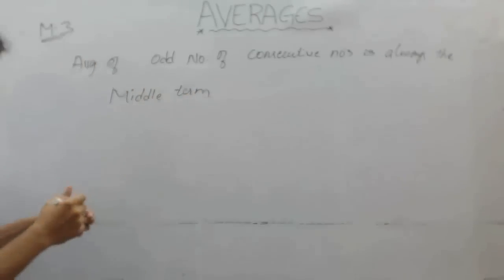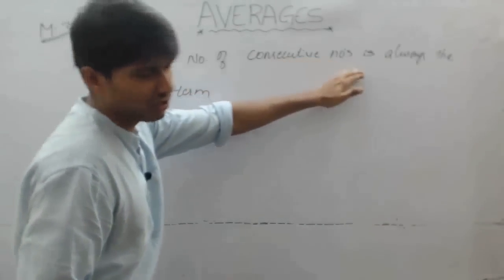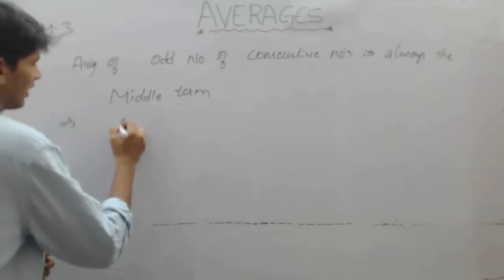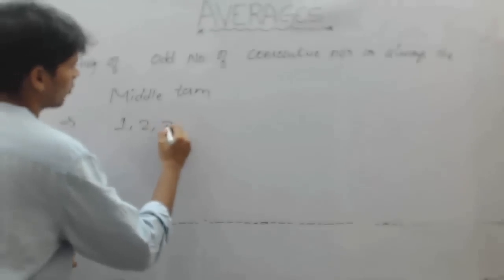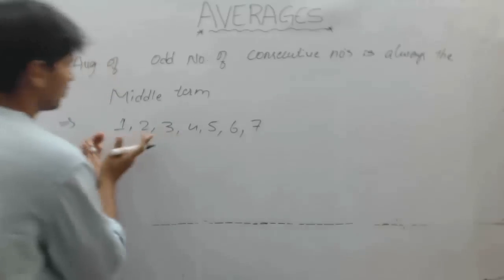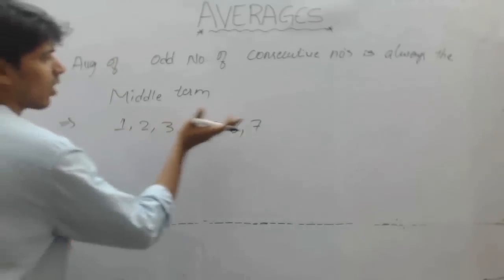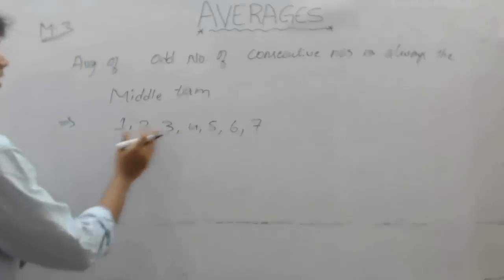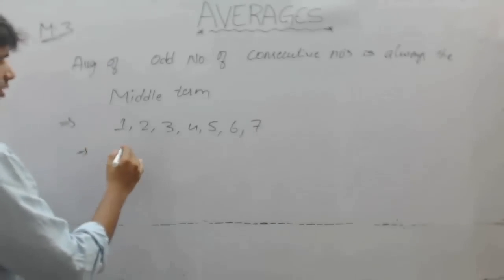So the average of an odd number of consecutive numbers is always the middle term. For example, take 1, 2, 3, 4, 5, 6, and 7. These are consecutive numbers, and there are an odd number of them, isn't it? Why? Because there are 7.